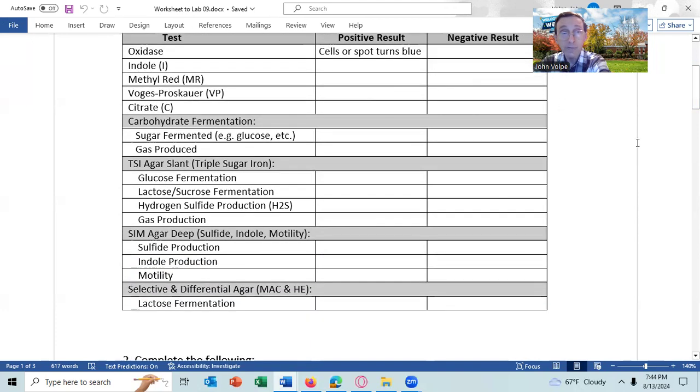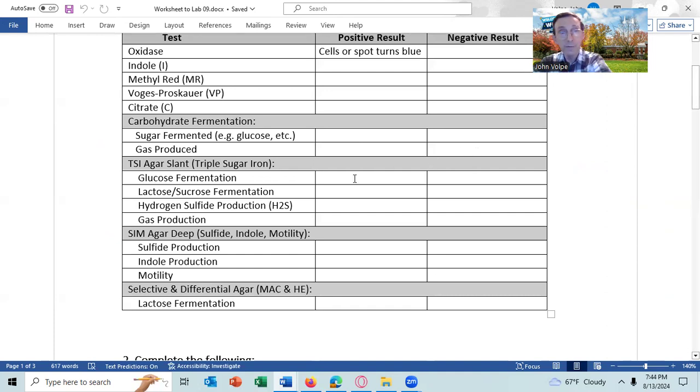And then in carbohydrate fermentation, tell me what the positive result will be if the sugar is fermented and what the negative result will be. Tell me, in the carbohydrate fermentation test, what the positive result will look like if gas is produced and what the negative result will be.